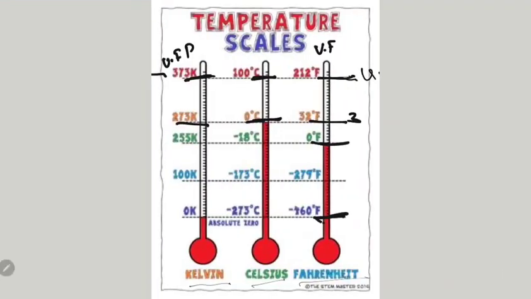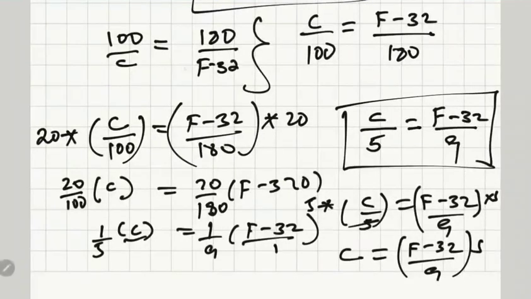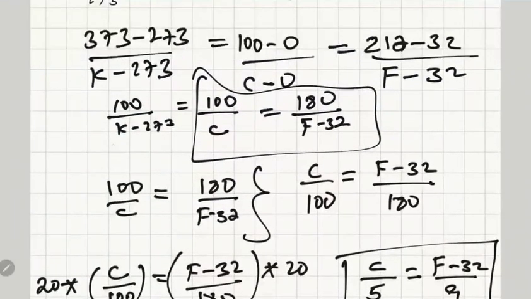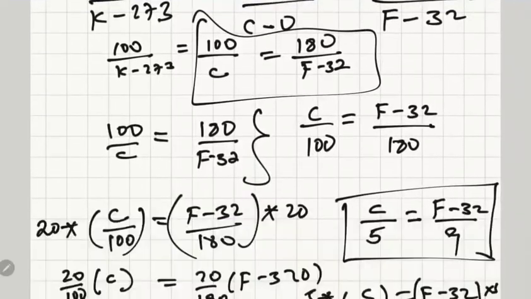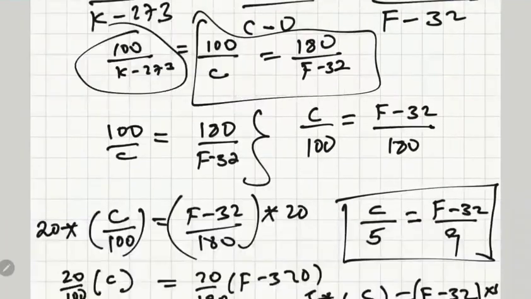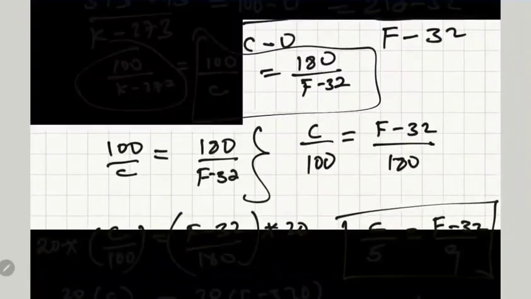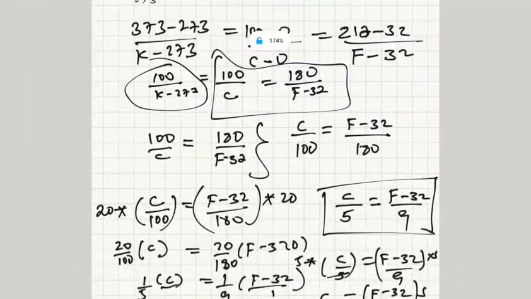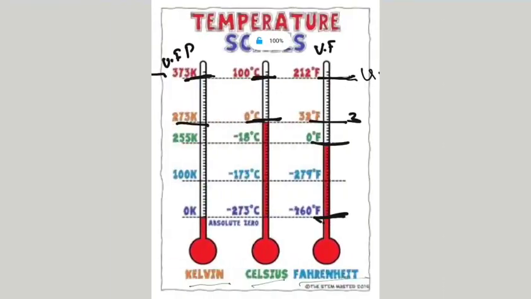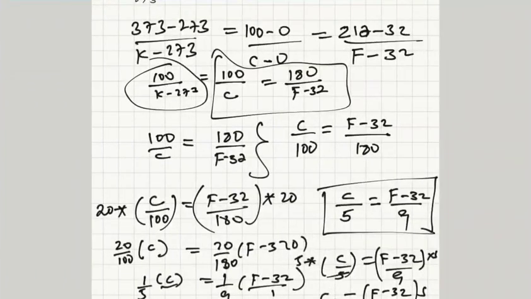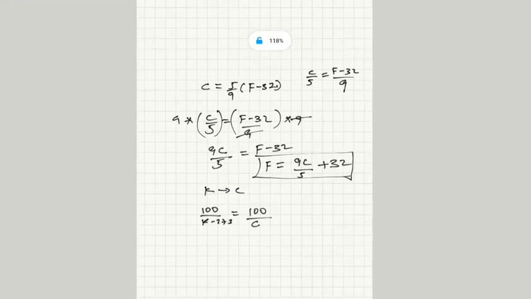So here we have seen the relation between Kelvin and Celsius. You carry out this proportionality equation: K minus 373 over 100 is equal to C over 100, because as I told you earlier, the number of divisions between the two scales are the same. All right, now let's pass to the second relation.